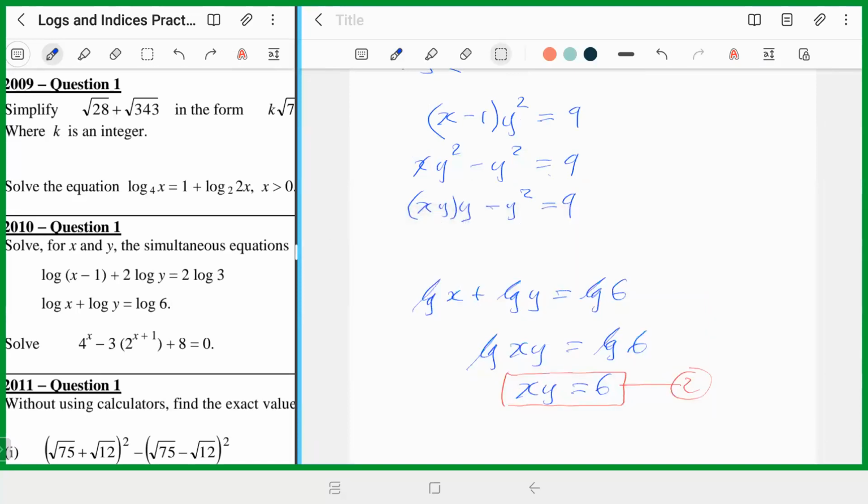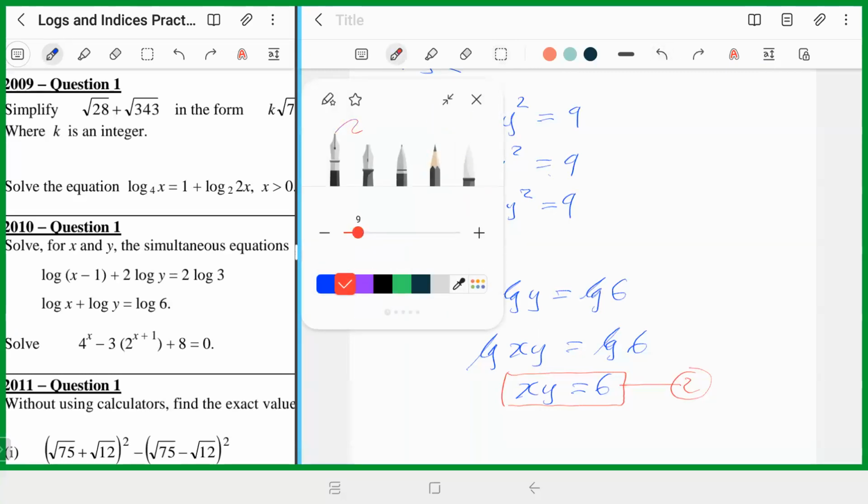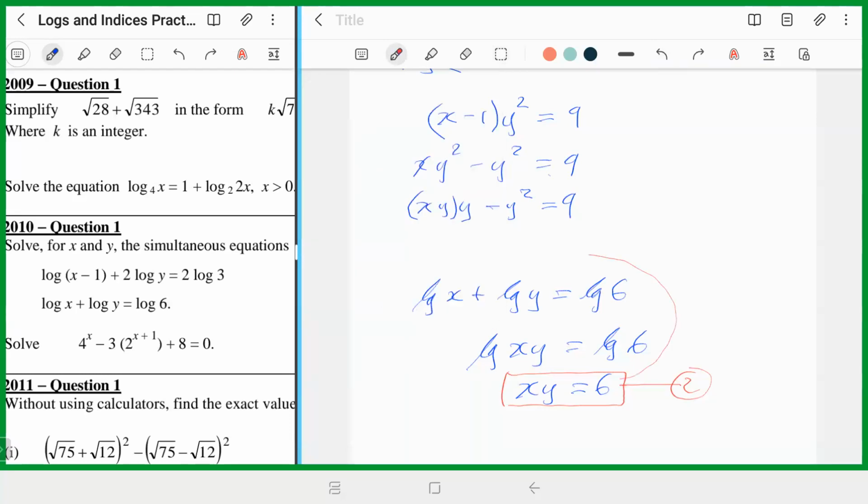Yes, sir. Good. You see right here we have the xy. I'm going to replace it with 6. But this is saying xy equals 6, so I'm going to substitute it for this xy right here.